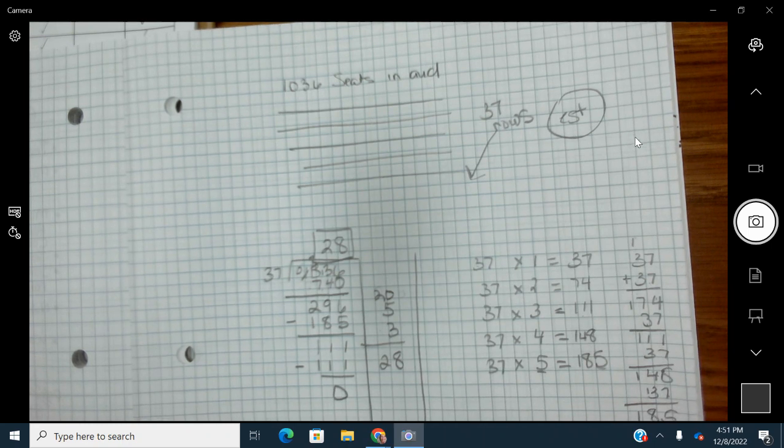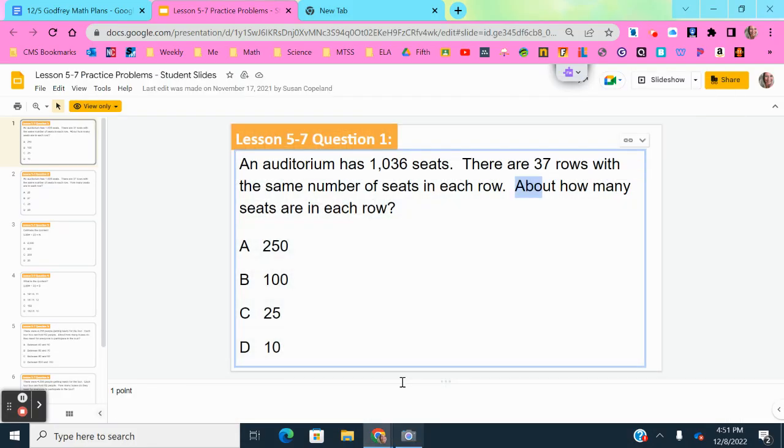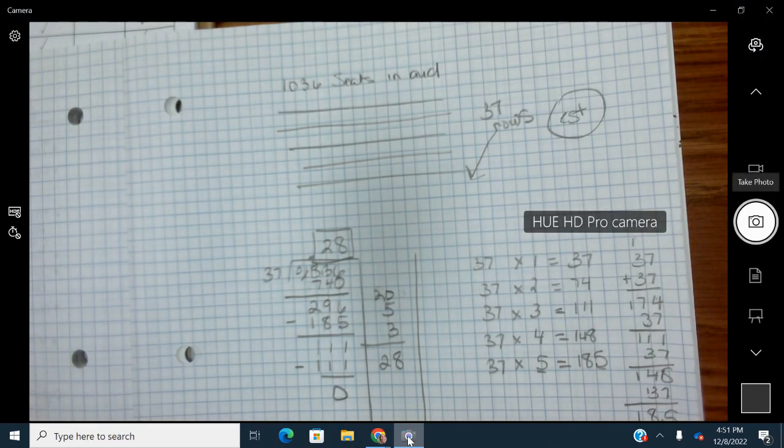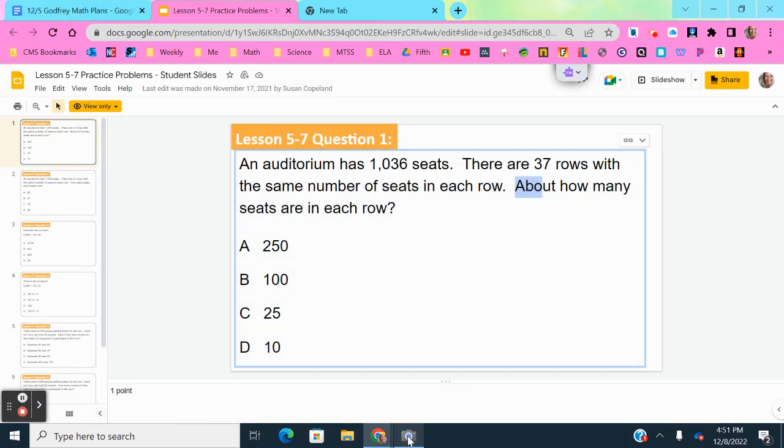So about how many seats? I always ask them to come back to the problem, and the problem said about how many seats are in each row, and I came up with 28, so I'm going to go find the number that's the closest. So I would not go all the way to 100. I wouldn't go down to 10. I'd have to pick C because 25 would be the closest.